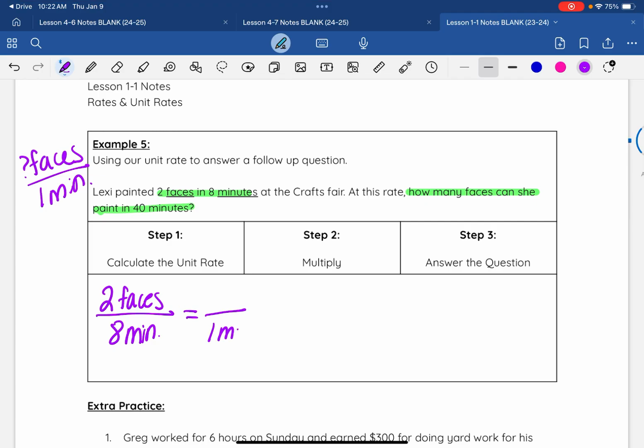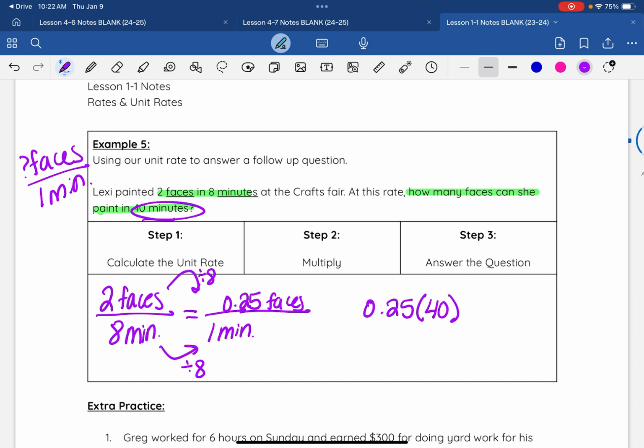So I'm going to have 1 on the bottom. From here, I would divide by 8, and I would get 0.25, not money. So 0.25 faces. So that means 1/4 of the person's face could be painted in 1 minute. But we need to find out for 40 minutes. So all I'm going to do is take that 0.25, I'm going to times it by 40, and I would get 10 faces.